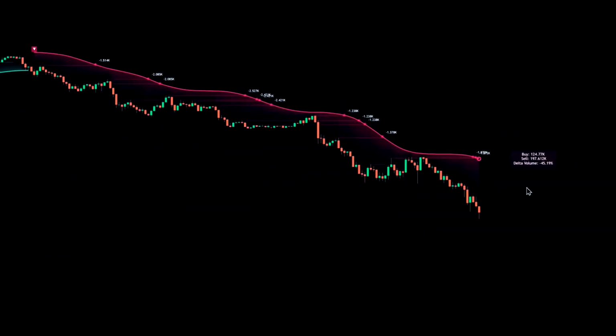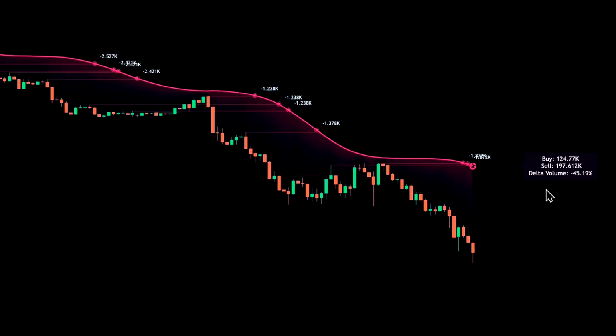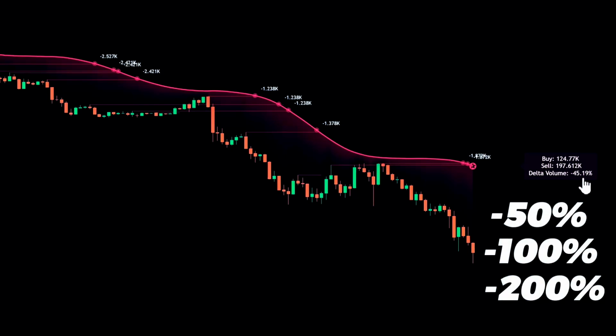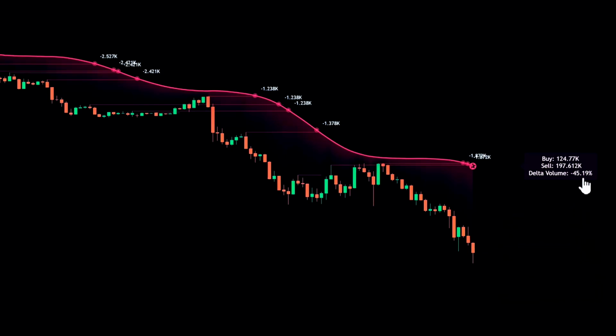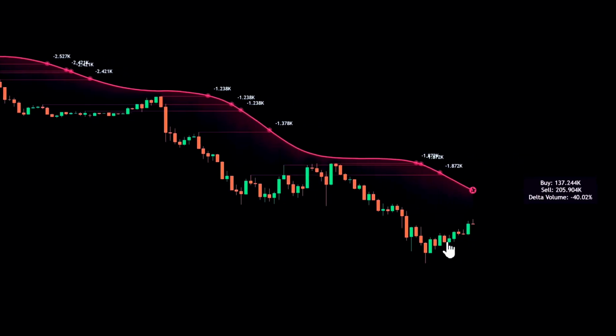For bearish trends, you want the delta volume to be negative and as far from zero as possible. The more negative it is, the stronger the bearish trend. If the delta volume starts to increase and moves closer to zero, it signals that the bearish trend might be weakening, which could be a sign of a potential trend reversal.